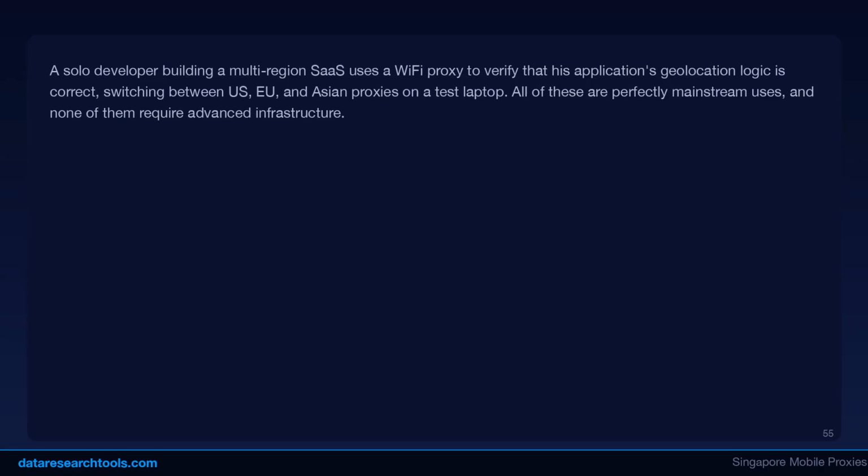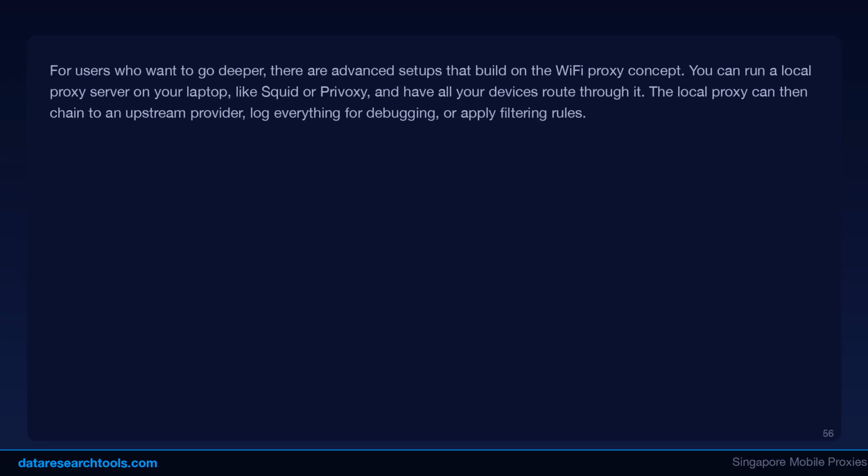A small e-commerce team uses Wi-Fi proxies during QA to test their site from different geos, validating that pricing, shipping options, and product availability render correctly per region. A solo developer building a multi-region SaaS uses a Wi-Fi proxy to verify that his application's geolocation logic is correct, switching between US, EU, and Asian proxies on a test laptop. All of these are perfectly mainstream uses and none of them require advanced infrastructure.